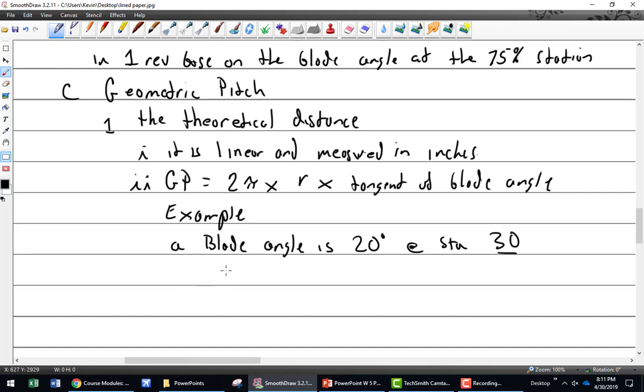So let's see. If I had an 80-inch prop, what does that mean? The diameter of the prop, from tip to tip, is 80 inches. So I want to know what the 75% station is. Do I multiply 80 times 75? Nope. Divide by 2. 80 divided by 2 equals 40, times 0.75 equals 30. Woohoo! I was nervous there for a minute.